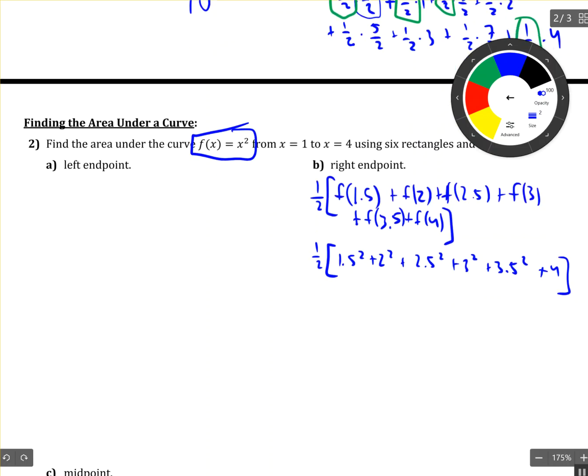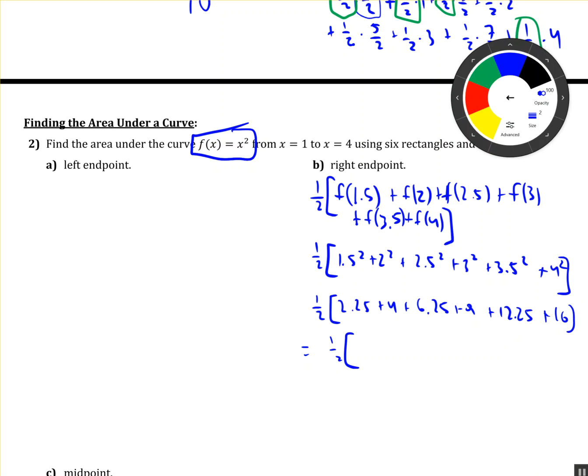So let's go ahead and do this. You could use a calculator if you want. Let's see here, 1.5 squared is 2.25 plus 4 plus 6.25 plus 9 plus 12.25 plus, oh, that's 4 squared plus 16. So you get 1/2 times 4 plus 9 plus 16 is 29. And 2.25 plus 6.25 is 8.5, 20.75.